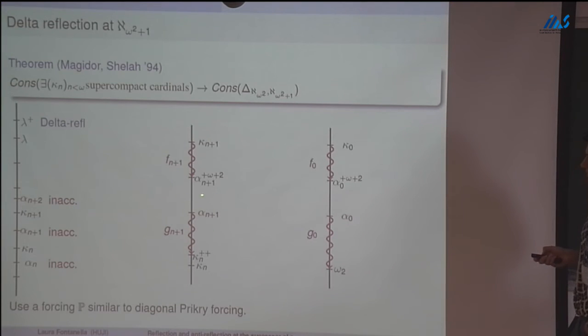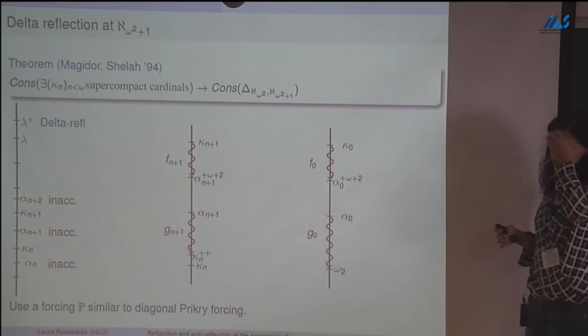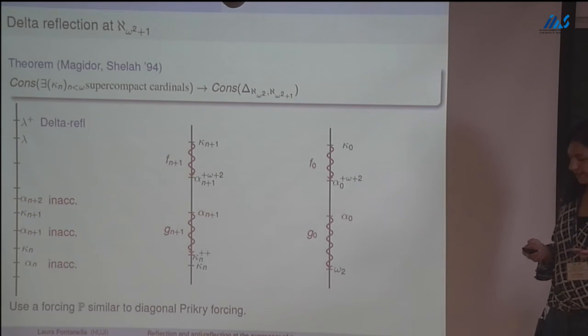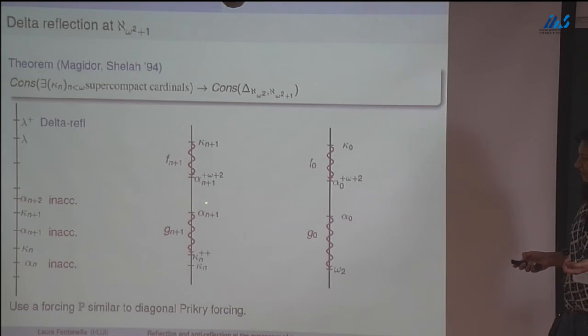You need to leave gaps because when you prove that the delta reflection holds in this model, you find yourself in a situation in which the stationary set and the algebra essentially have size a certain Aleph n plus omega plus 1. And so this cardinal is here, and if you collapse this cardinal, you damage the structure of the stationary set in the algebra, and you lose the property you want.